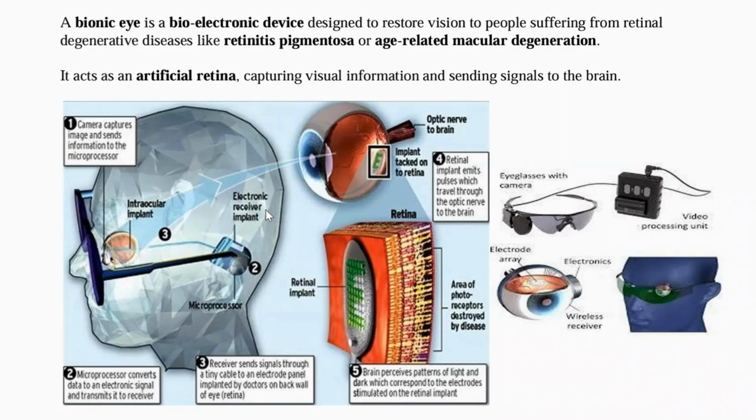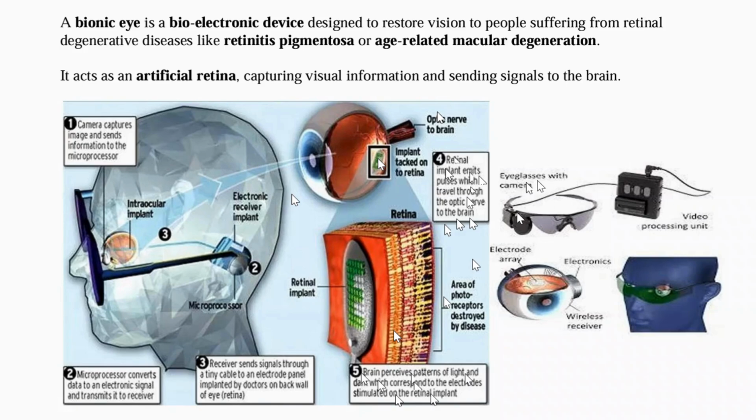On the eye retina, there will be the implant, implanted here. So the retina implant emits pulses which travel through the optic nerve to the brain. Finally, it goes to the optic nerve. You can observe the brain receives the pattern of light and dark, which corresponds to the electrodes stimulated on the retinal implant. Clear? So it is like this.